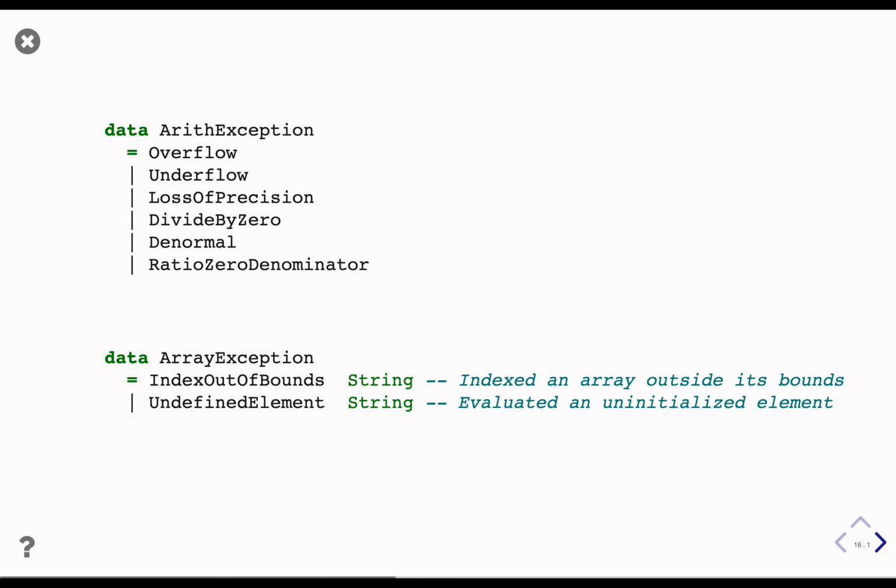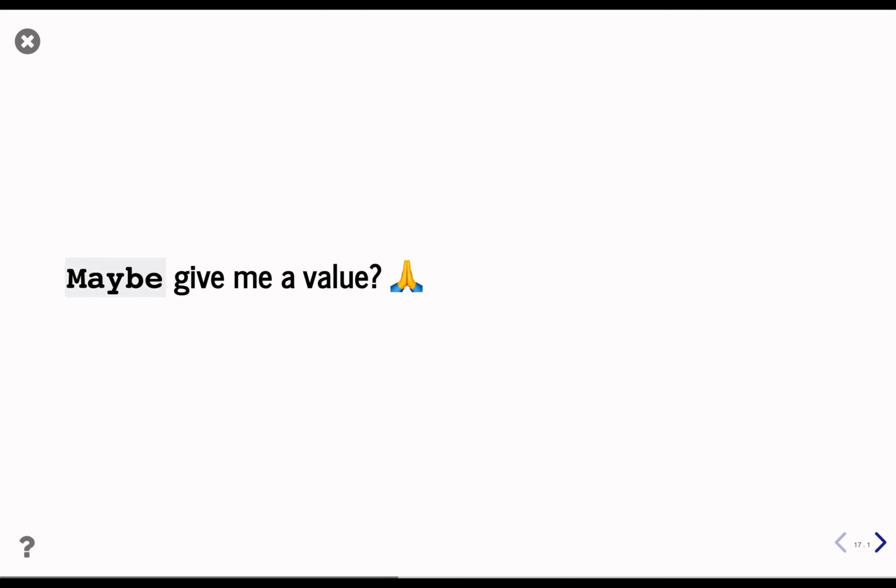Now, the exception mechanism is great, but there's also a more straightforward and idiomatic way of handling errors, and that is using optional values. In Haskell and other functional programming languages, we have this notion of optional values. Those are values representing the possibility that a function may or may not return a meaningful value.